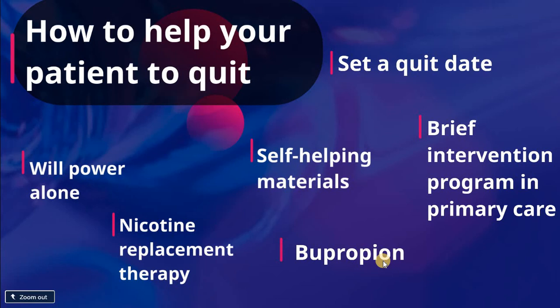starting 1 to 2 weeks before the quit date, initially at 150 mg once per day for 6 days, then 150 mg twice daily for 7 to 9 weeks. There are serious potential drug interactions, so this medication should be prescribed by the patient's medical doctor.